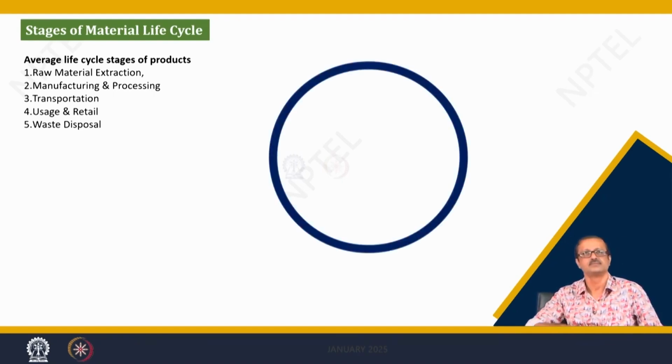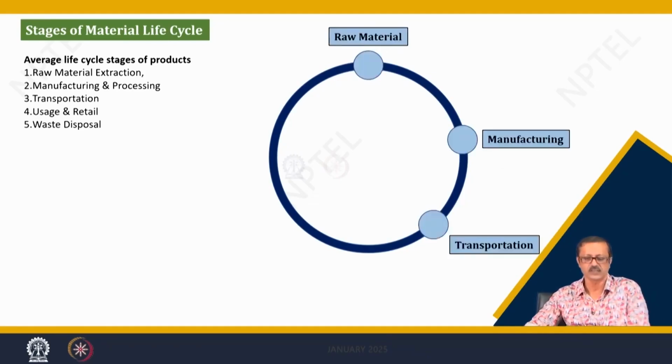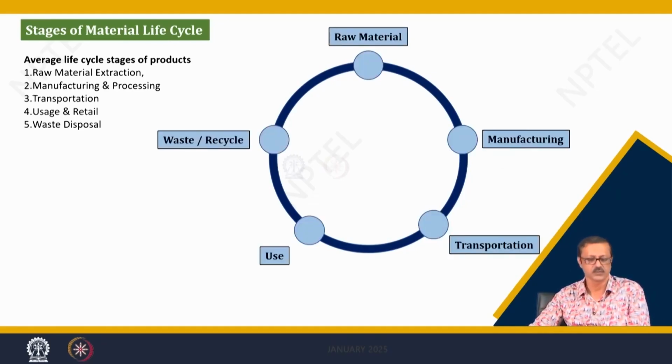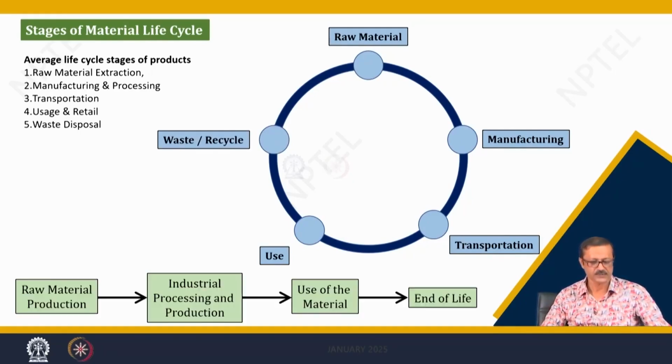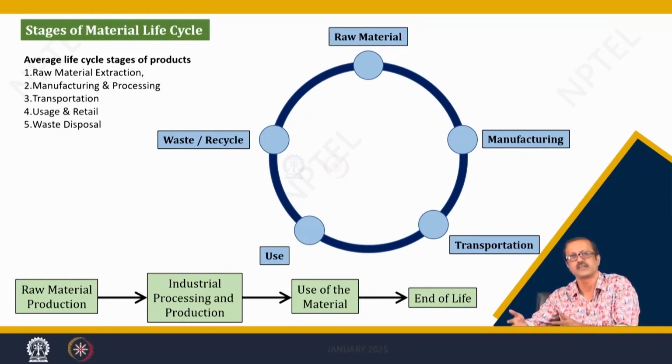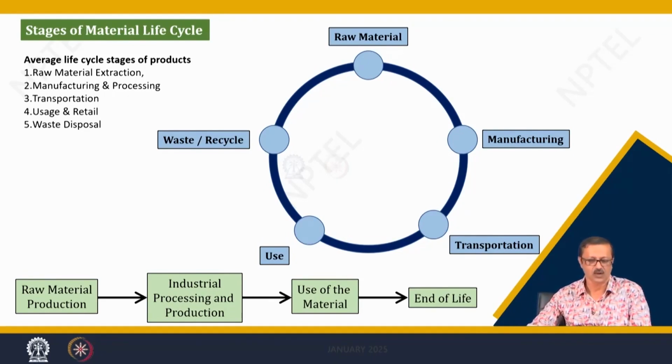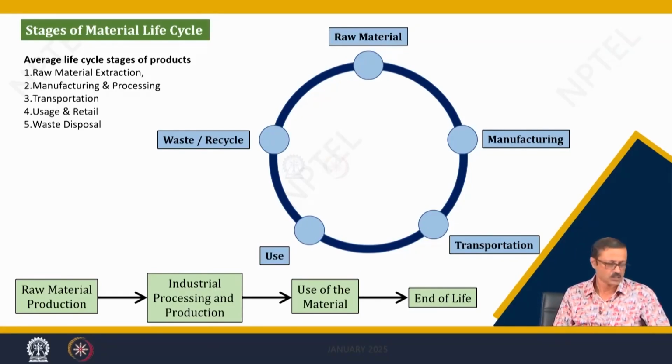If it is cyclic, I can say it is the raw material, manufacturing, then the transport, then the use, and the waste. If I now see it linearly, it is production from the raw, then industrial processing and manufacturing, then we transport it and use it, and there is the end of life. So the raw is the first box, the manufacturing is the second box, and the major transportation happens after the manufacturing and before the use. The third box is your use, and the waste and recycle may be the fourth one, the end of life.